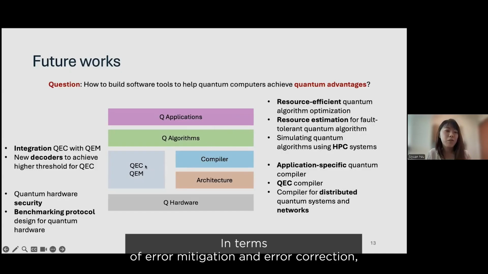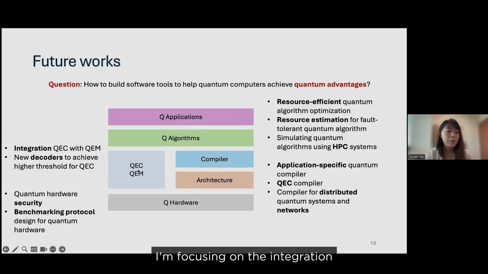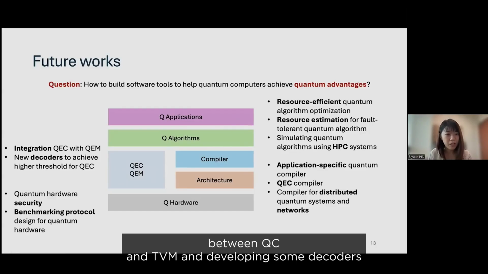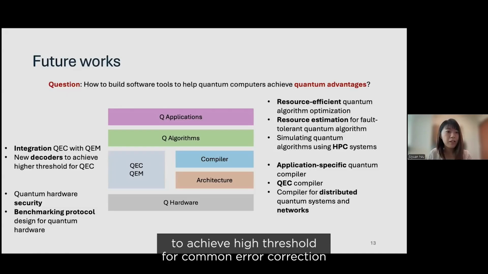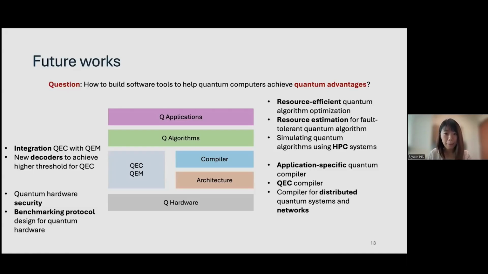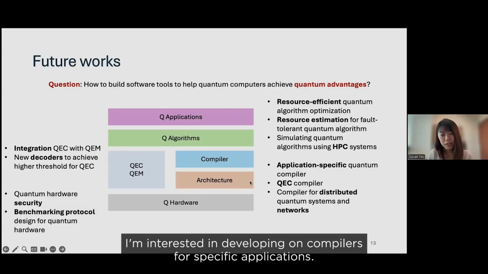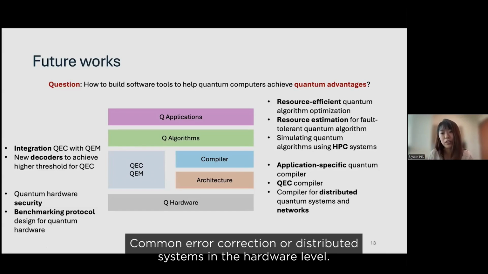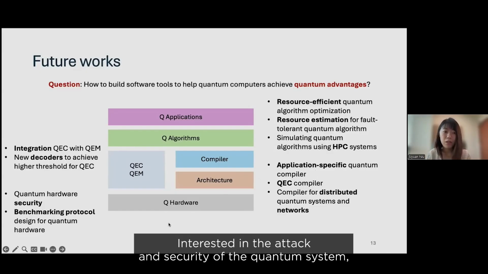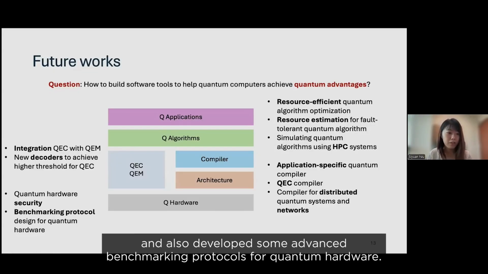In terms of quantum error mitigation and error correction, I'm focusing on the integration between QEC and QEM and developing decoders to achieve a high threshold for quantum error correction. For compilers and architecture, I'm interested in developing compilers for specific applications, quantum error correction, or distributed quantum systems. At the hardware level, I'm interested in the attack and security of quantum systems and also developing advanced benchmarking protocols for quantum hardware.